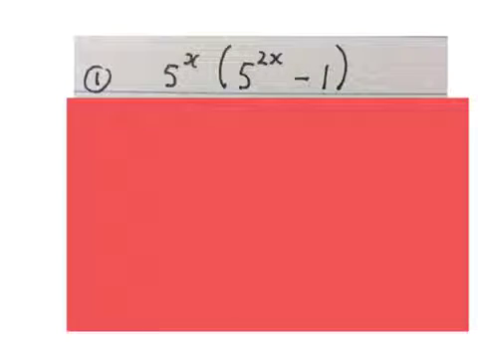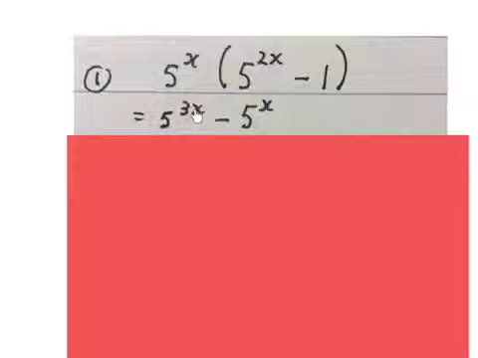Right, let's have a look at some pre-knowledge that you need to have. If you have to simplify by timesing this 5x into this bracket, your answer will be 5 to the power of 3x, because your bases are the same and you are multiplying. Then you add your exponents, and x plus 2x is 3x. Then anything times 1 will stay the same way, but if you times by a minus 1, you'll get minus whatever it was. So 5 to the x times minus 1 is minus 5 to the x.